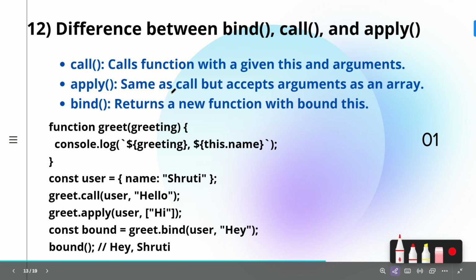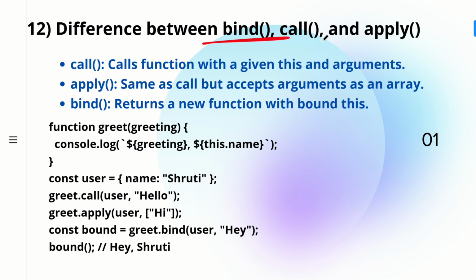Now let's see the 12th question, that is, what is the difference between bind, call and apply. Bind, call and apply are useful for borrowing a function from the kind of object you want to execute. So it is helpful for changing the context, or borrowing the function and changing the context of your object. Let's see call: it is useful for calling the function with a given this and arguments.